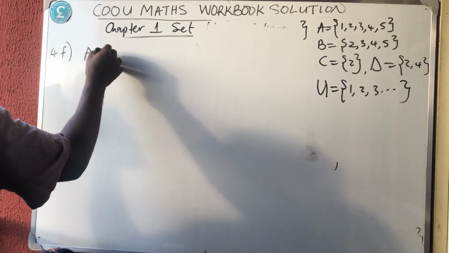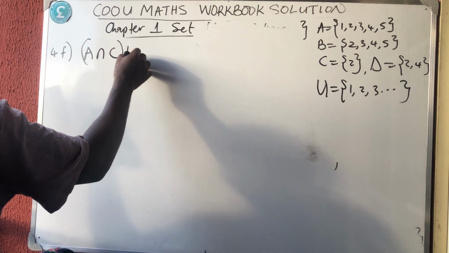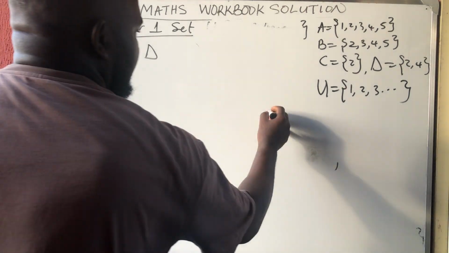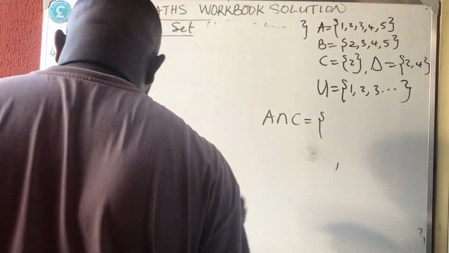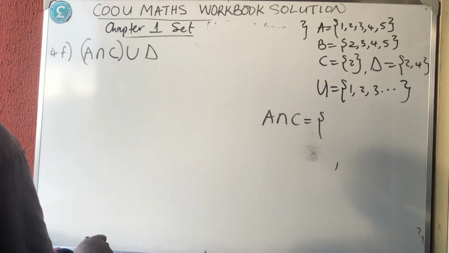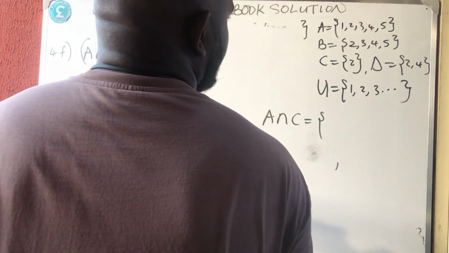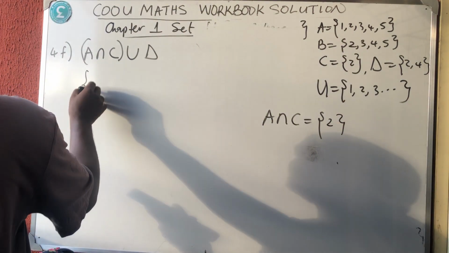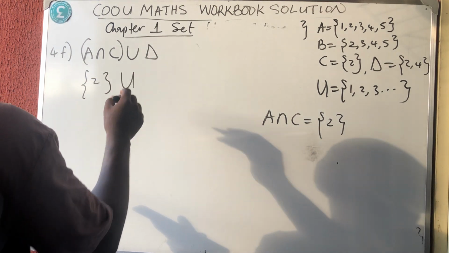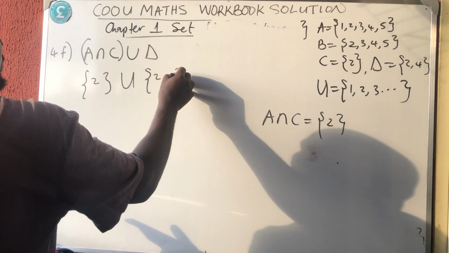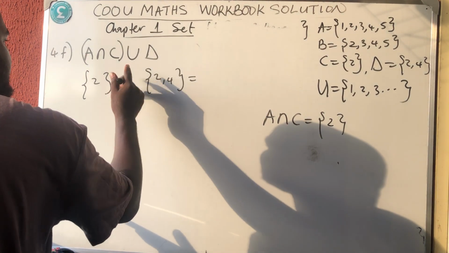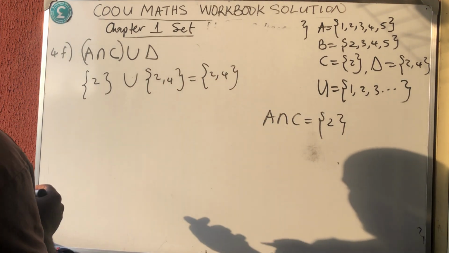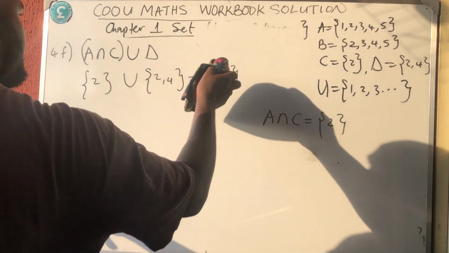4F is now A intersection C union D. A intersection C means what A and C have in common, which is just 2. So I've gotten 2 here. Union with D: my D is 2 and 4. If I unite them, I'm still having 2 and 4 as my answer. So you see, it's very simple. I'm done with question number 4.